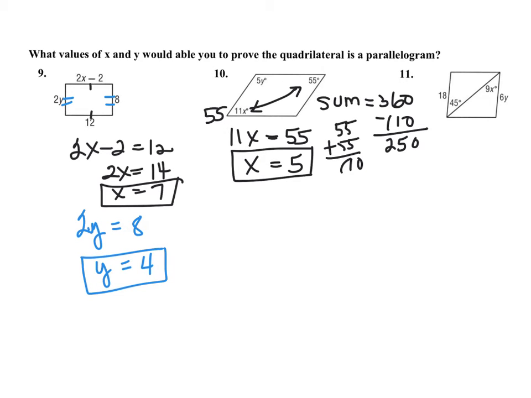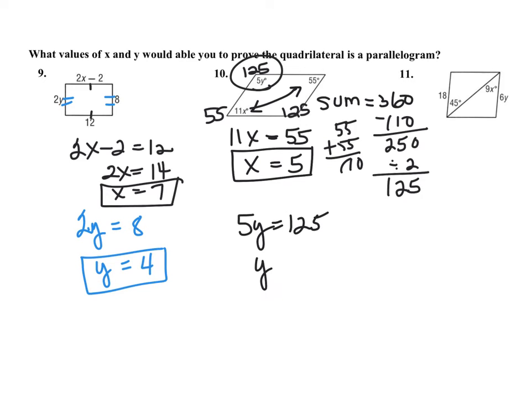So the other two angles will have to add up to 250. So if I divide that by 2, I get 125. So each of these angles has to be 125 degrees. So now we can set our 5y equal to 125. So when I divide by 5, I get 25. So if y is 25 and x is 5, then this is a parallelogram. All right, let's look at our last one.